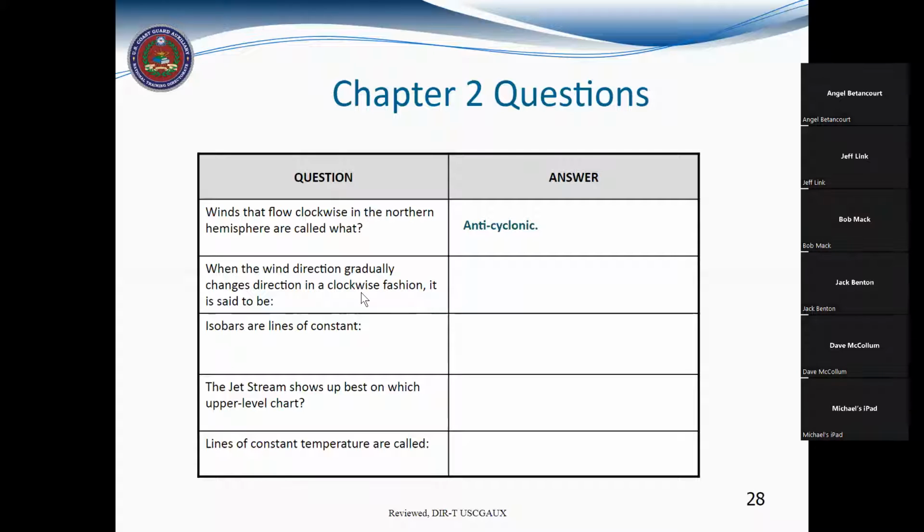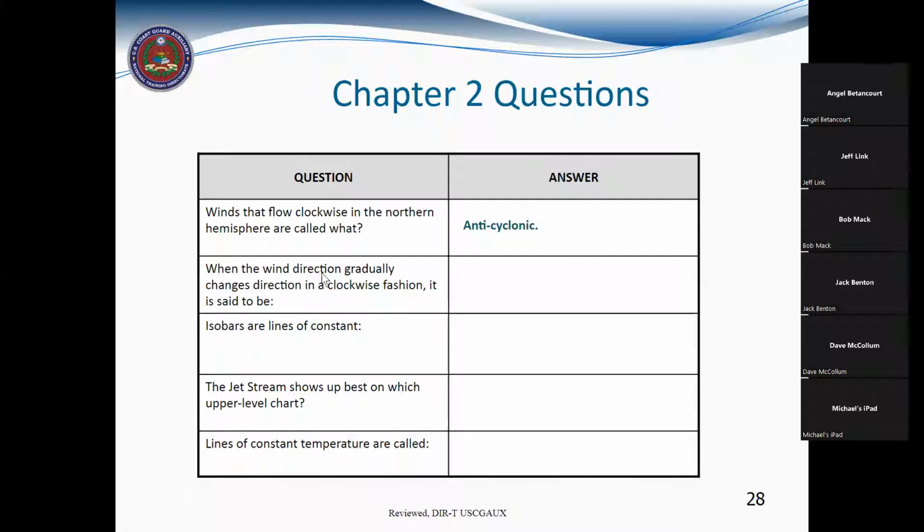I'll take it. I'm trying to pick on everybody here. Bob Mack. You there, Bob? You know, it's funny when I start asking questions, a lot of people leave. That's really funny. You there, Bob Mack?